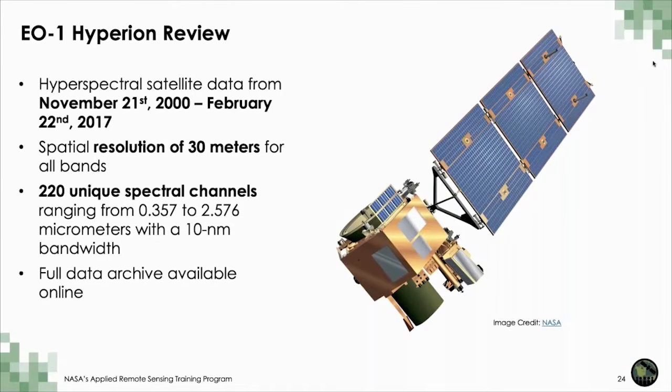It collected 220 unique spectral channels ranging from 357 to 2,576 nanometers with a 10 nanometer bandwidth. It has a spatial resolution of 30 meters for all of the bands. And the full data archive is now available online, which is what we'll show you.